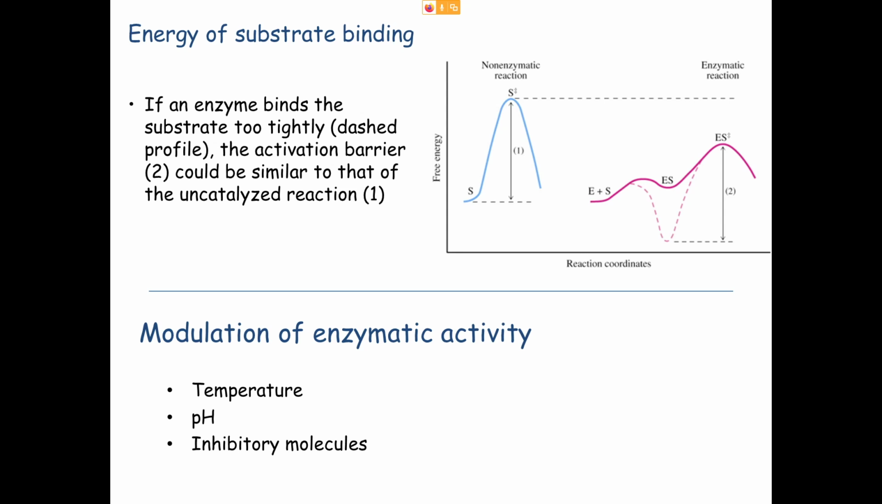And then finally, we have inhibitory molecules, which we'll spend the most time talking about. And these are molecules that could make the enzyme work less well. It may not necessarily turn it off completely, and they may not bind permanently.